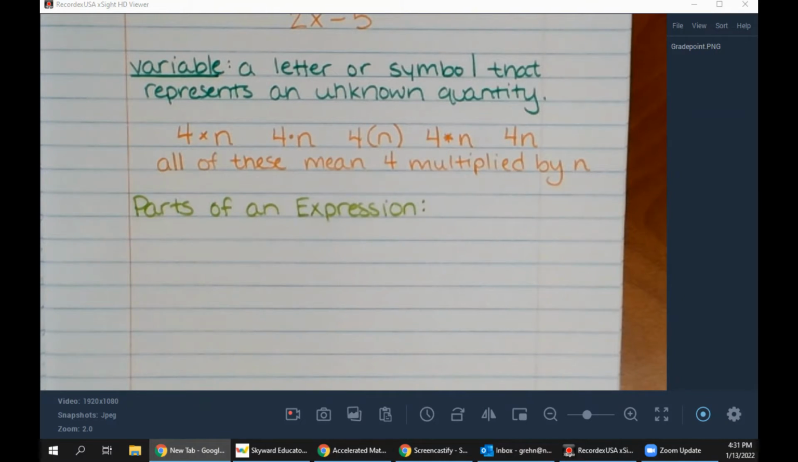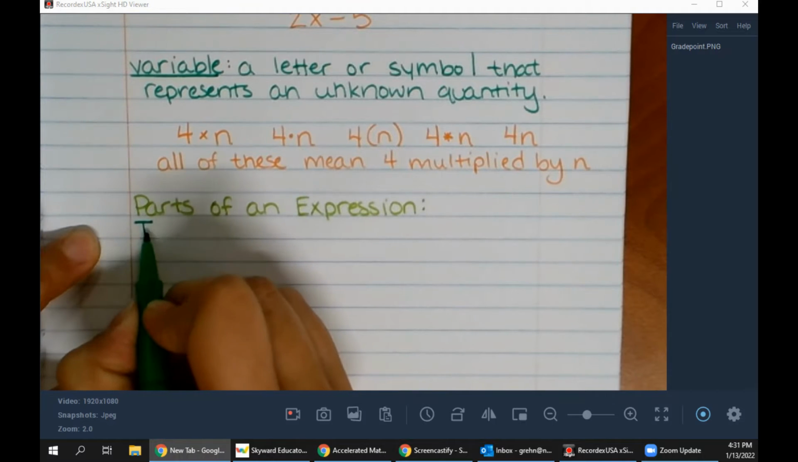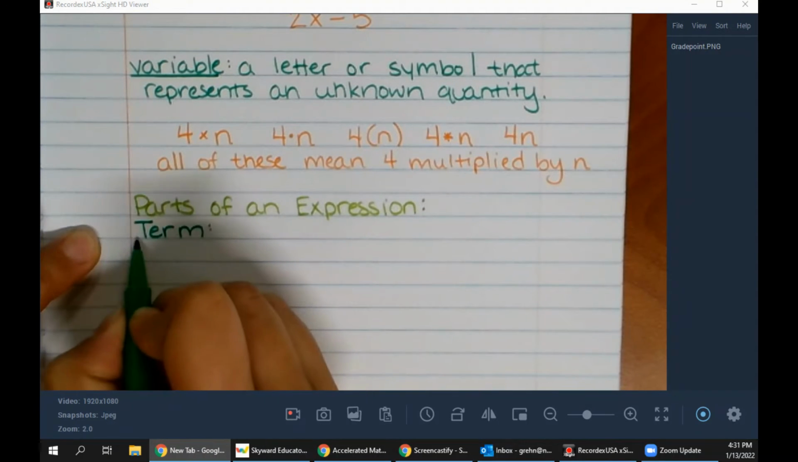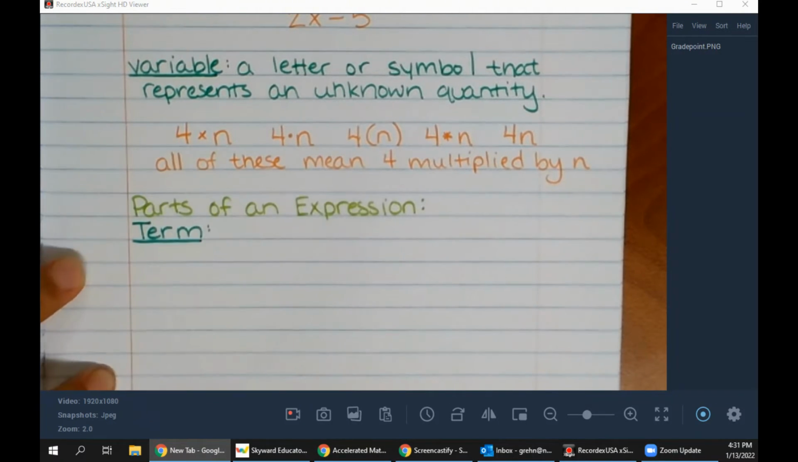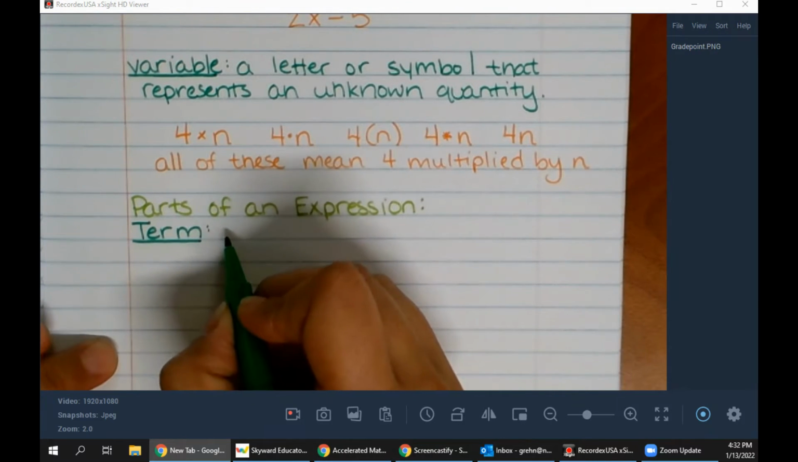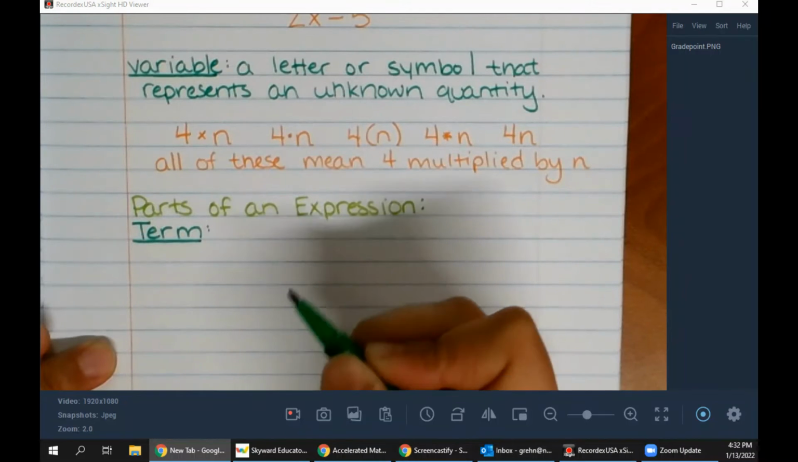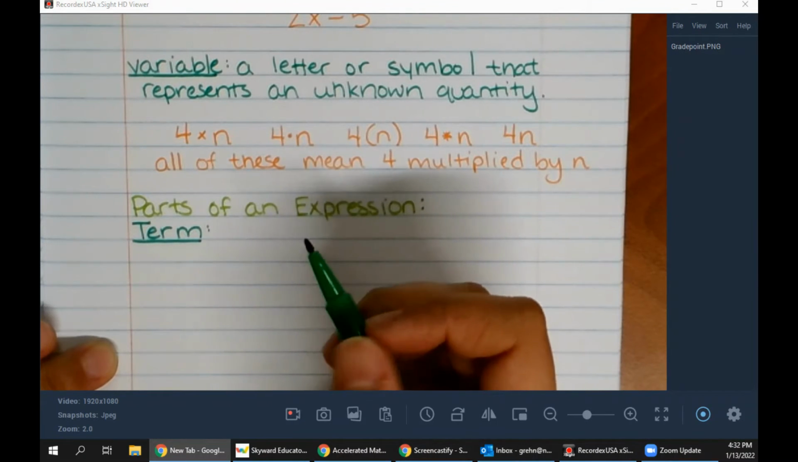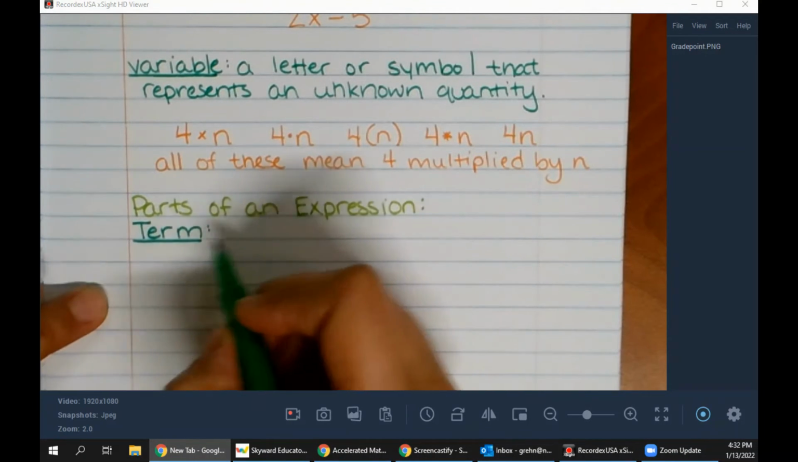So there's 3 things we're going to go over in terms of the parts of an expression. The first part is called a term. Each part of an expression that is separated by either an addition or subtraction sign, those are all considered terms. So we're going to go ahead and write down our 3 definitions, and then we're going to look at an example to help us identify what they are.